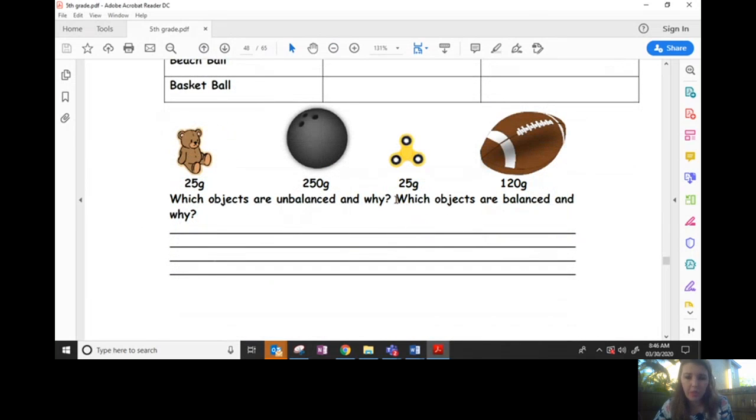Which objects are unbalanced and why? Which objects are balanced and why? So you would explain like 2 objects that you could put together on a seesaw, for instance, or on a balance scale, and which ones would balance each other and which ones would not.